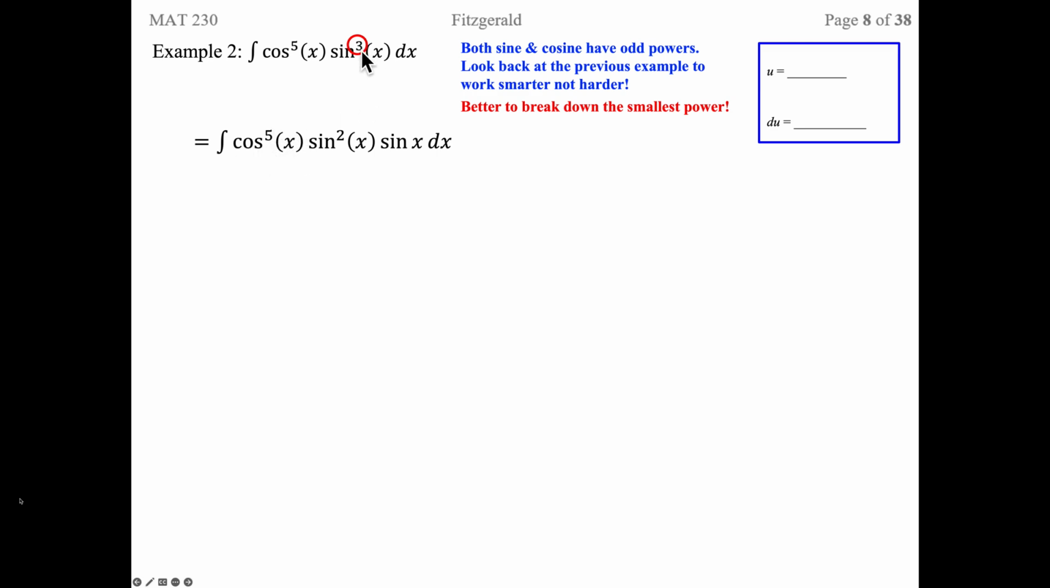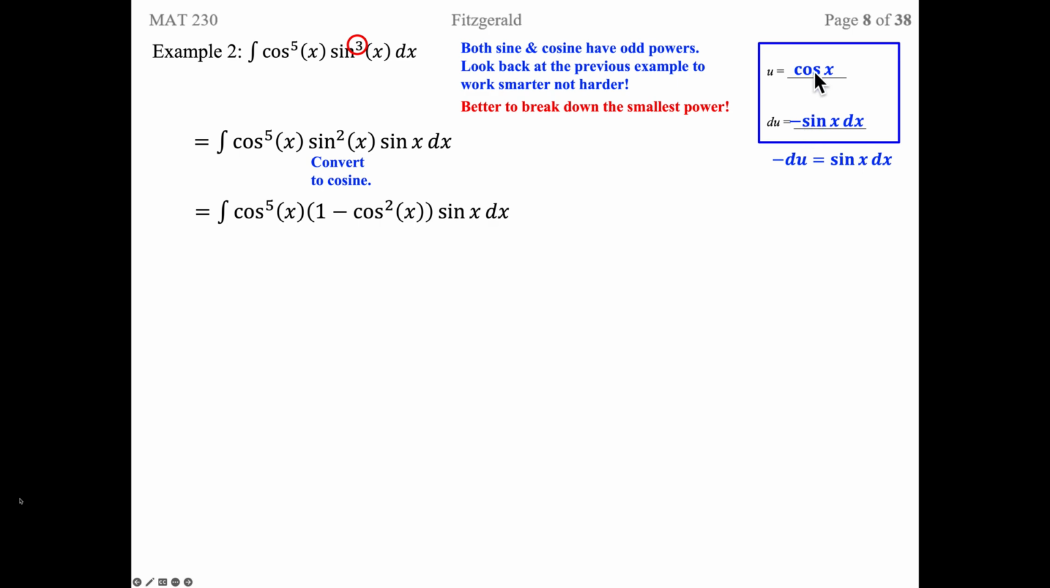So always go after the smaller odd power whenever possible. Just makes the work easier. That's working smarter, not harder. So we're going to let our u be cosine of x again. Our du will be negative sine of x dx. And again, we'll divide the negative over to the du. And again, sine squared of x, we'll replace that with 1 minus cosine squared of x.